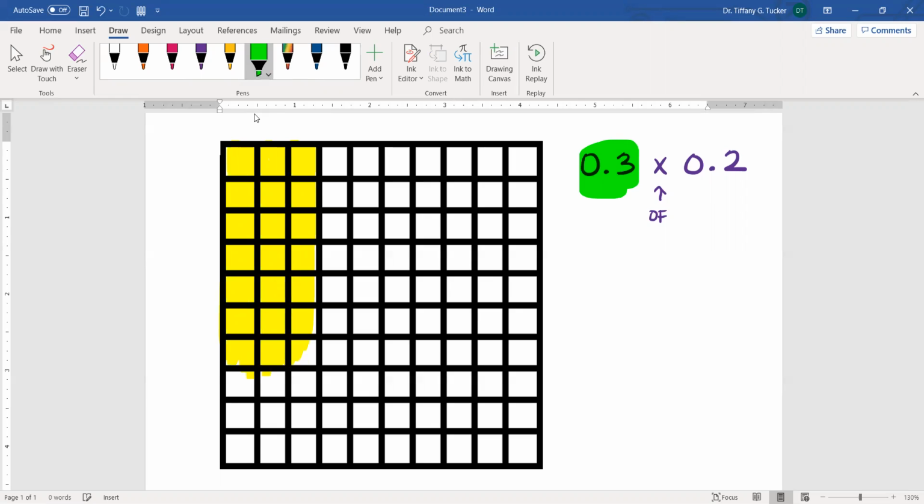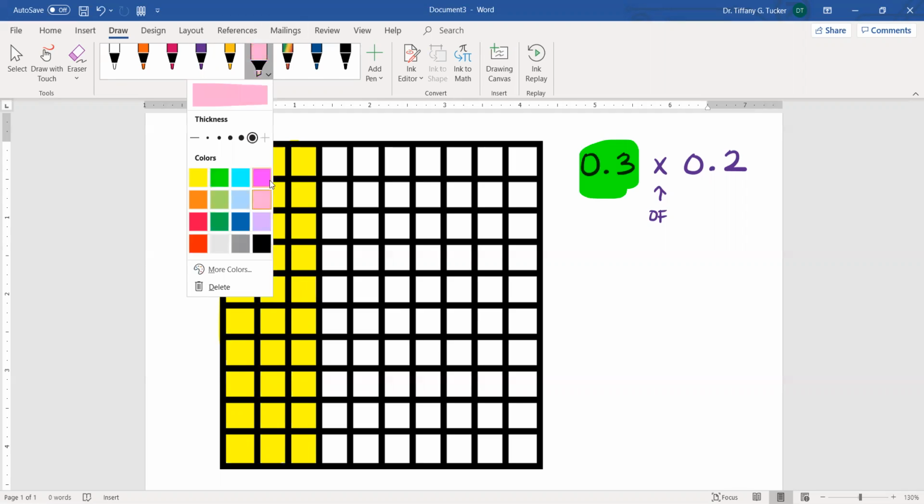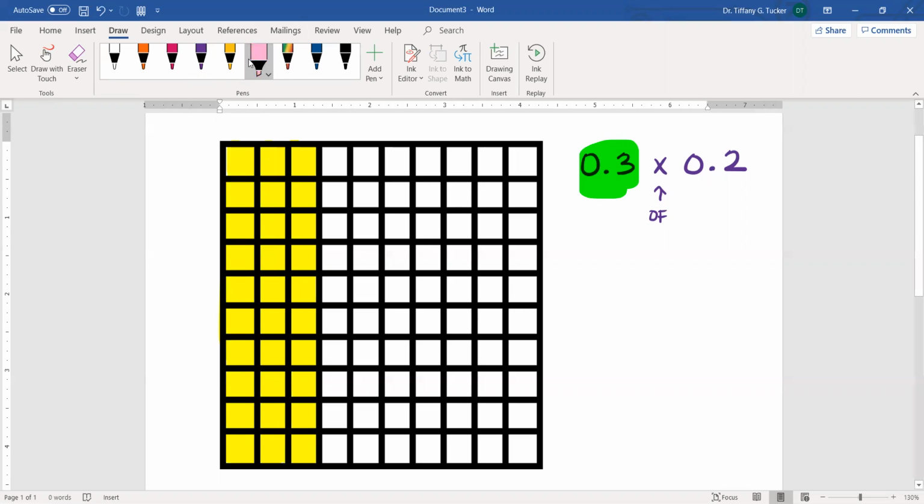So 3/10 is 3 columns because remember this grid is one whole, not 100. That's something that's kind of hard for us to get used to in 5th grade, but it's one whole. So I have shaded in 3 columns and that represents 3/10. Now the next thing I'm going to do with a different color, hopefully it shows up correctly, I'm going to shade in 2/10, but I'm going to go the opposite direction. So 2/10 would be 2 rows. So I'm just going to start here and I'm going to shade in 2 rows because that represents 2/10.